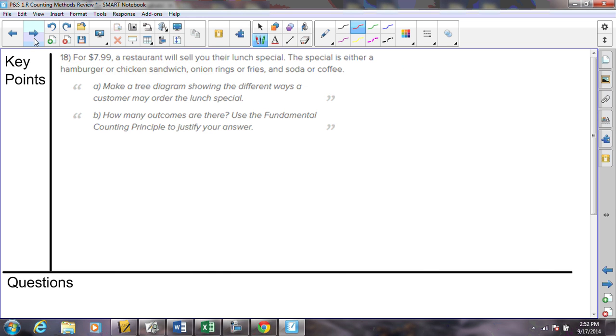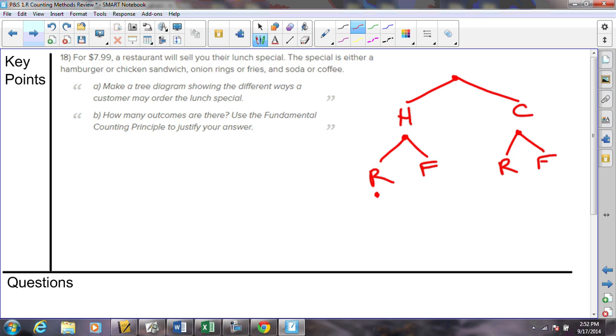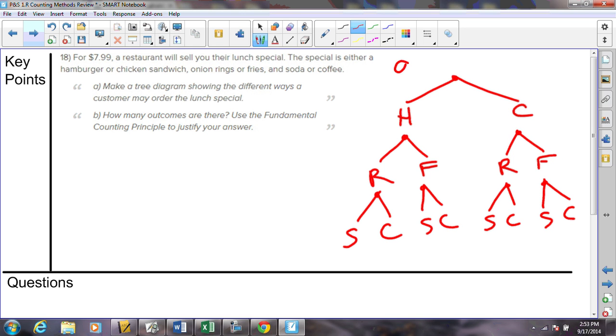And our last problem. For $7.99, a restaurant will sell you their lunch special. The special is a choice: hamburger or chicken, onion rings or fries, soda or coffee. Part A, make a tree diagram. Well, we have hamburger or chicken. Then, choice number 2, onion rings or fries. Then, soda or coffee. Here's our part A. We have our tree diagram.